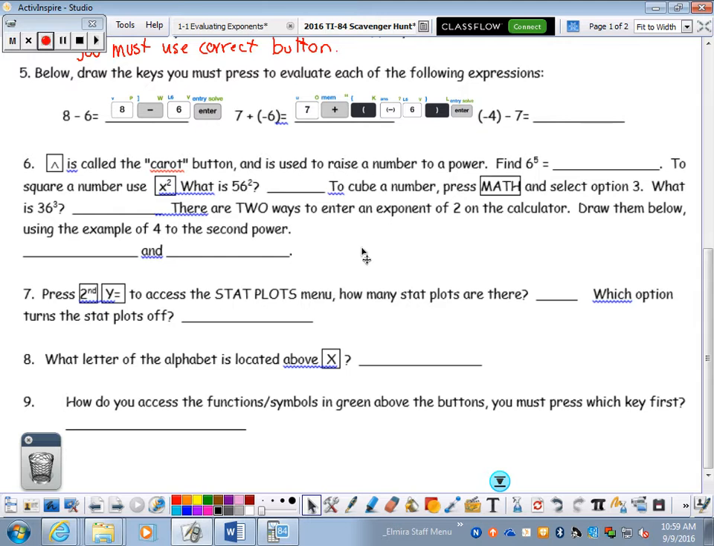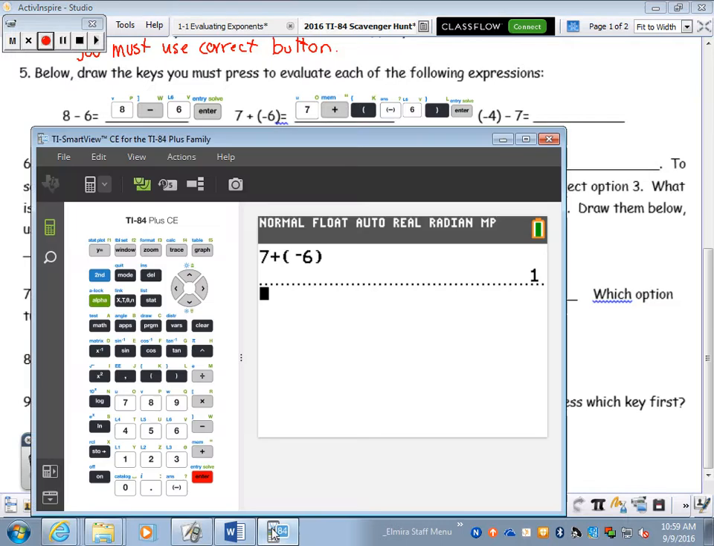Okay, and let's look at the last one. Alright, we've got a parenthesis. This is a negative this time. Okay, so negative 4, close your parenthesis. Now this time it's a subtract, so I use the subtract key, 7, and then enter, and you get negative 11. Okay, so I don't have all the buttons put in over here, but you get the idea. You can see me doing it on the calculator here.